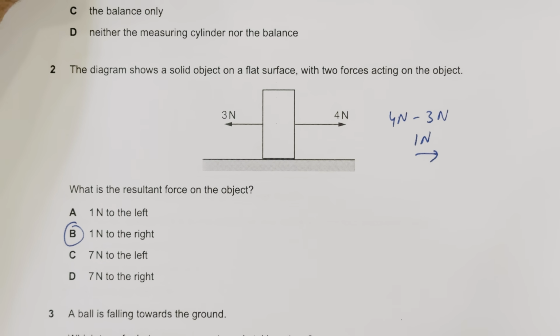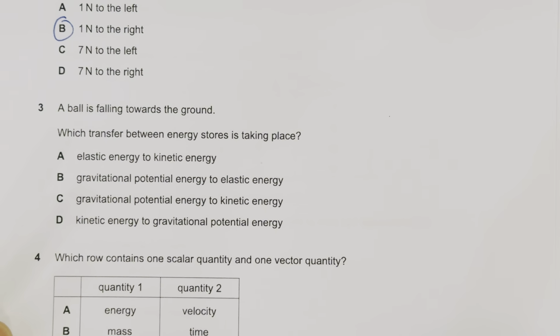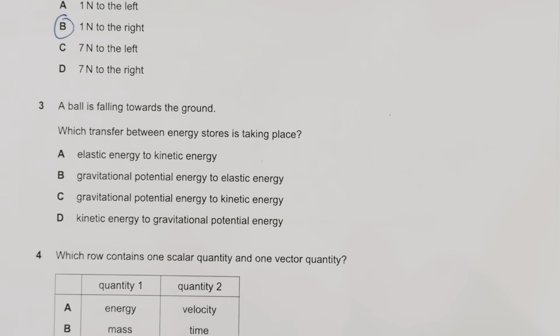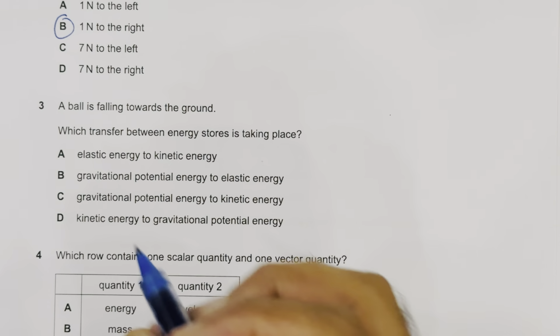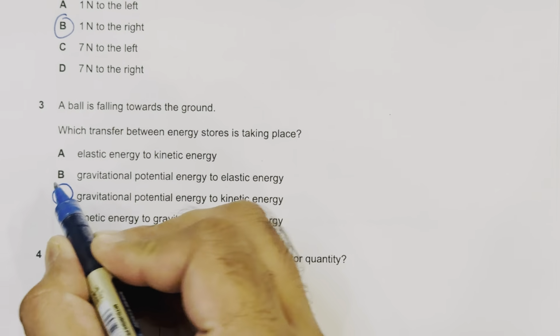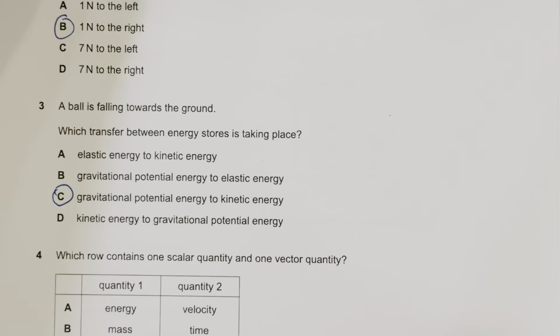A ball is falling towards the ground. Which transfer between energy stores is taking place? We know that energy is stored in the form of gravitational potential energy and it changes to kinetic energy. So option C is carrying that option. Moving to question number 4.